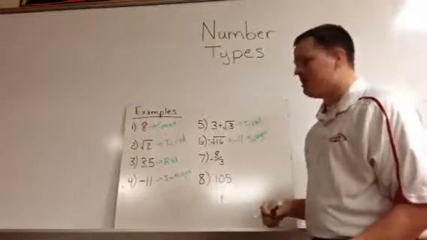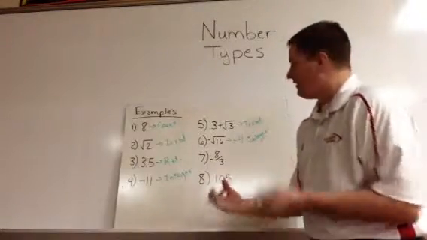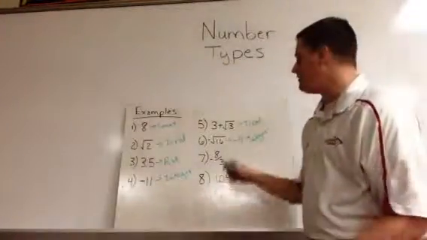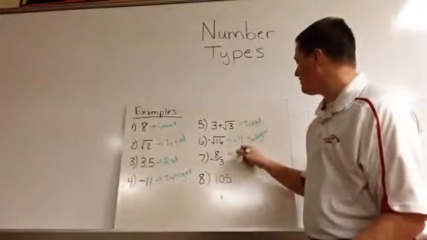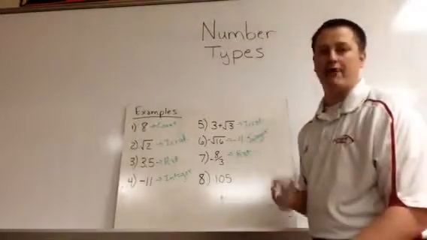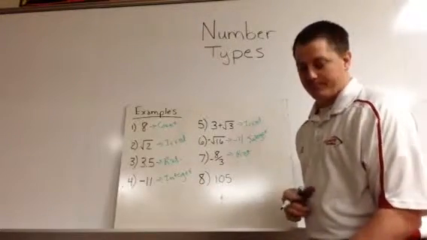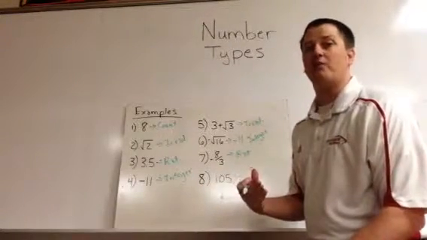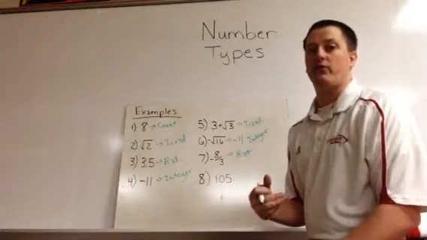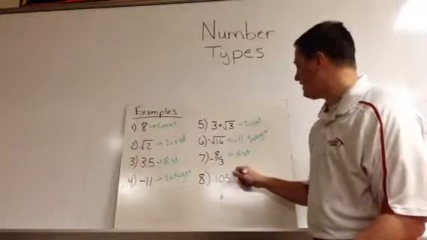Negative 8 over 3, well, that's a fraction. Whether it's negative or positive doesn't mean much because they're all parts of rational numbers. Then you've got 105. Well, if we started counting from 1, at some point we're going to get to 105. So that is actually considered a counting number.